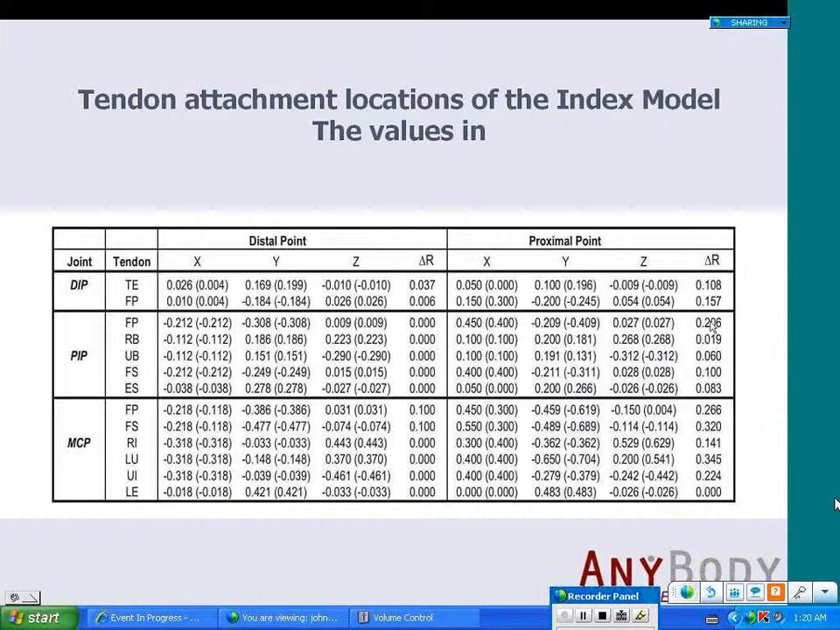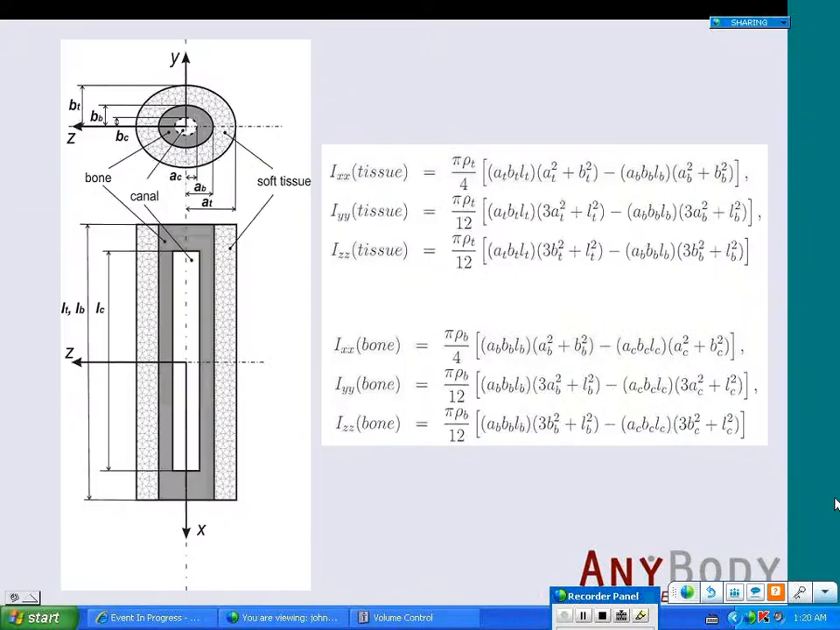There's some adjustment, but generally the nominal model is very good to describe typical cases. In order to simulate this finger, we have to consider the mass moment of inertia, which has three axes: Z, Y, and X. ICZ is the mass moment of inertia around this axis, ICYY is around this axis, and ICZ is around this axis.